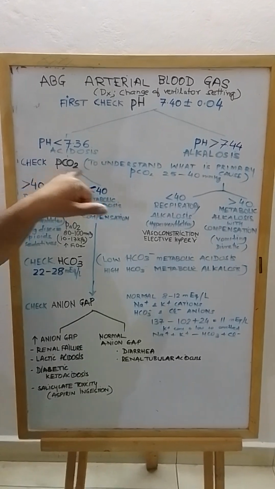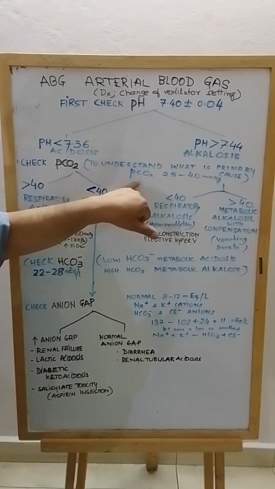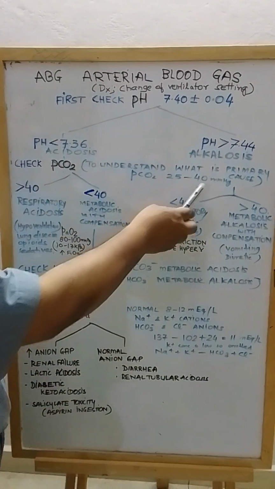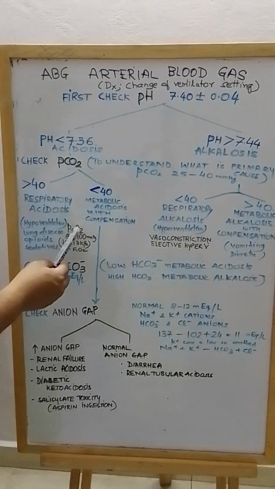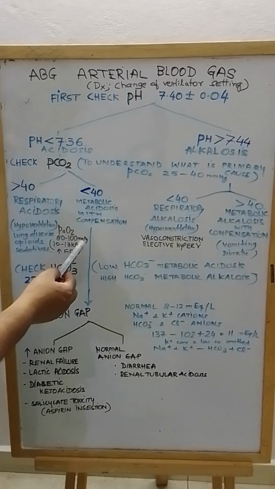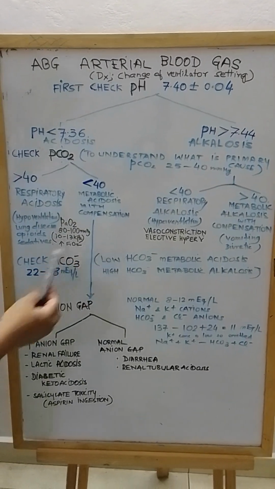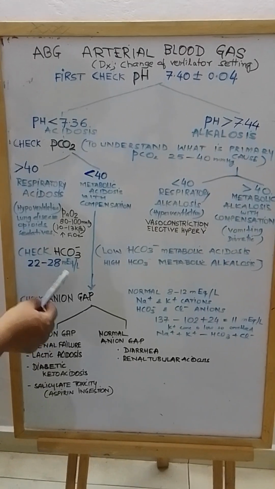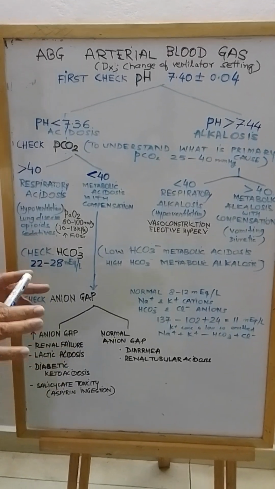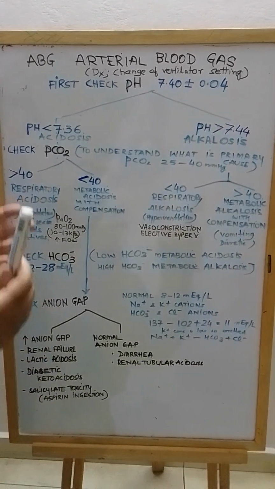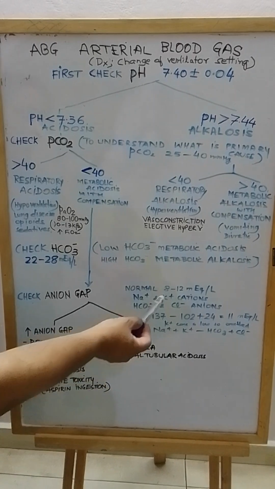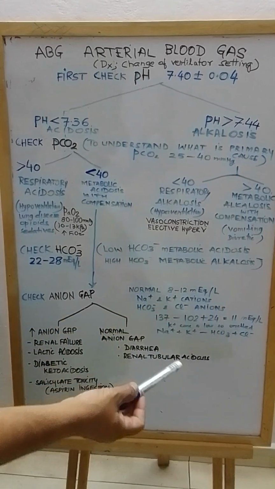The next thing to memorize is PCO2, that is 25 to 40 mmHg. The third thing you should know is PaO2, that is 80 to 100 mmHg. Then the bicarbonate ion concentration, that is 22 to 28. And just for completion of the knowledge about this entire thing, memorize the normal anion gap, that is 8 to 12 milliequivalent.